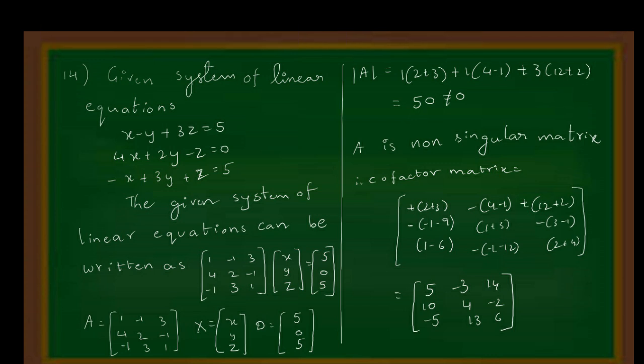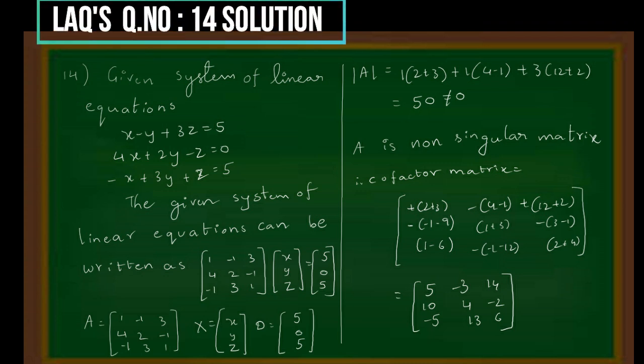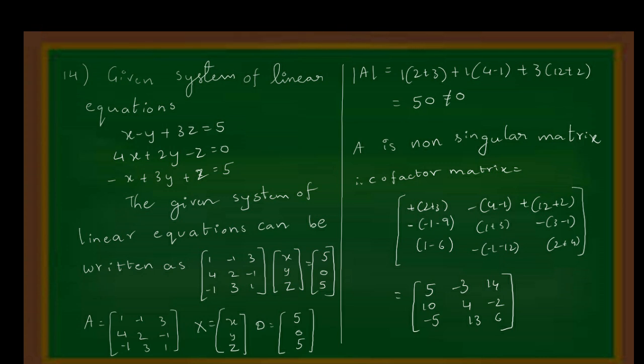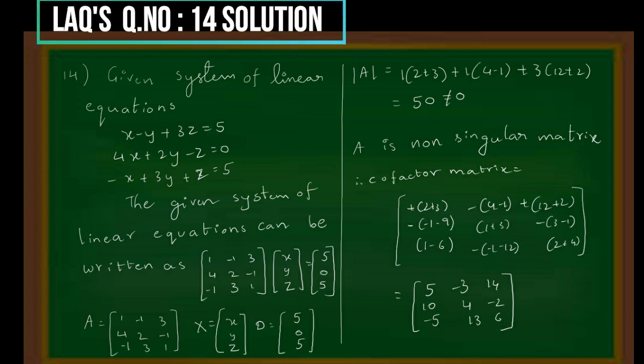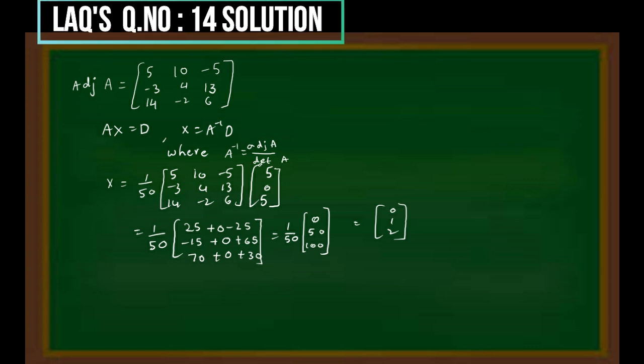Now consider the cofactor matrix. Cofactor matrix means each element is replaced by its cofactor. Then the cofactor of 1 is 2 minus of minus 2 plus 3. And the cofactor of minus 1, that is the first row second element, is minus of 4 minus 1. And the cofactor of 3, that is the third element in the first row, is equal to 12 plus 2, and so on. The cofactor matrix is equal to 5, minus 3, 14, 10, 4, minus 2, minus 5, 13, 6. And adjoint A is equal to the transpose of the cofactor matrix.